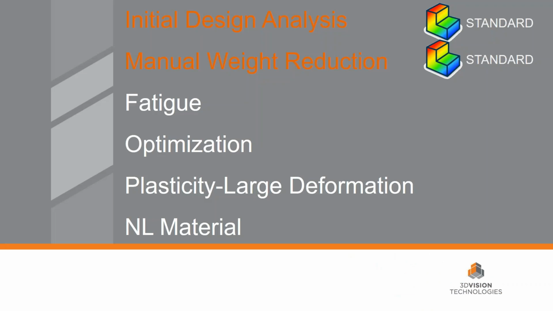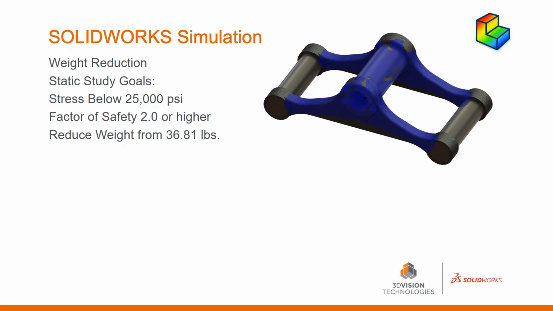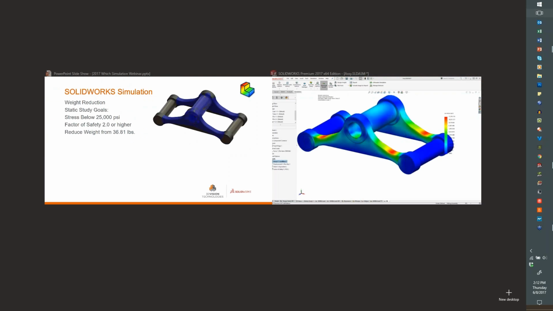So that's the next step: where can we take weight out of this manually but still keep it as strong? We always want to reduce weight, kind of take material cost out of the analysis. Right now it's at 36 pounds. I can run the mass properties on this, but you can trust me, it's 36 pounds. We have the same stress and factor of safety requirement.